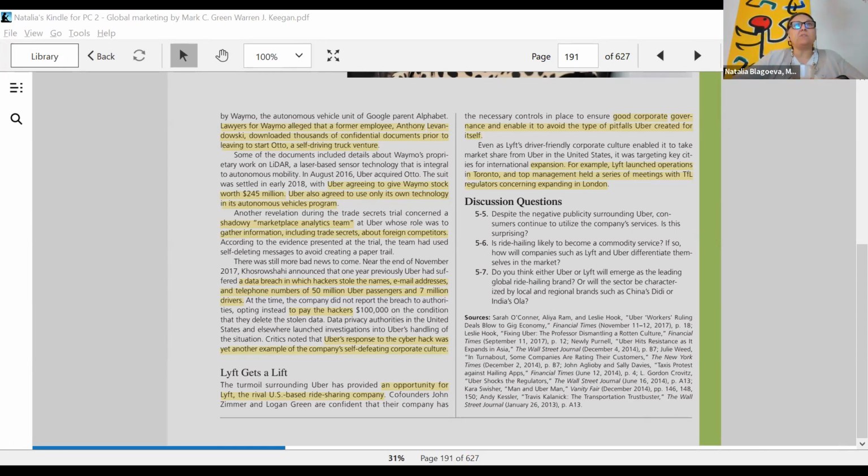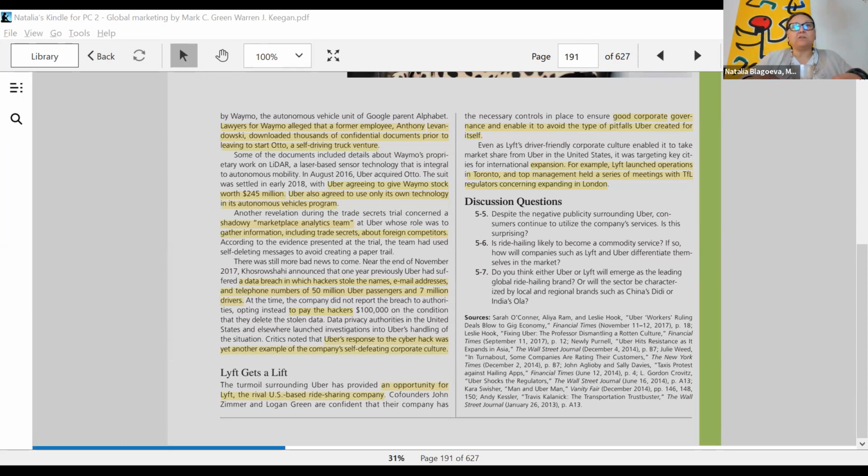Then we have the management information system. So these are the means for gathering, analyzing, and reporting relevant data to provide managers and other decision makers with a continuous flow of information about markets, customers, competitors, and company operations.